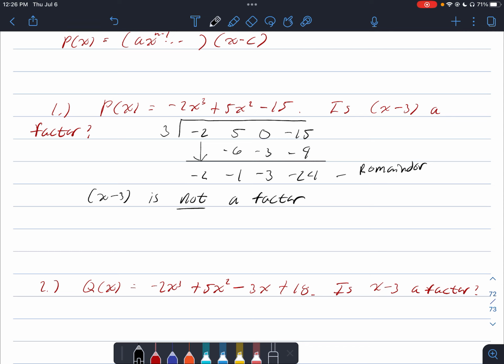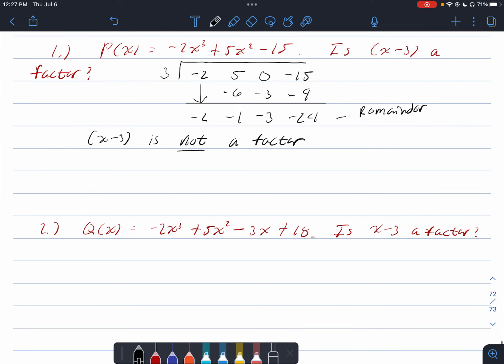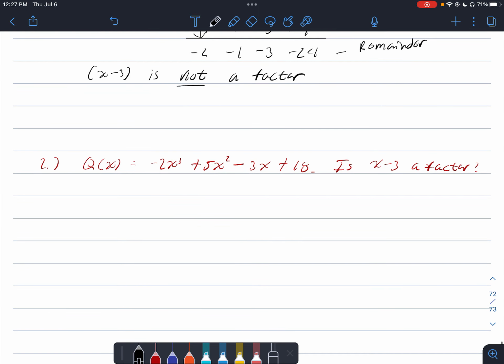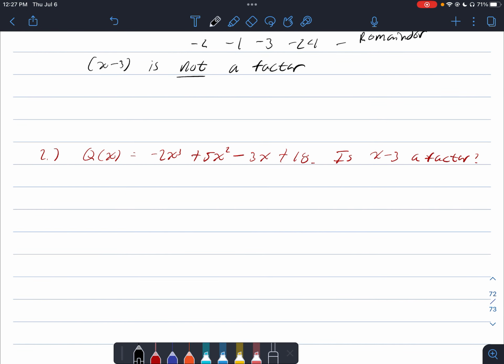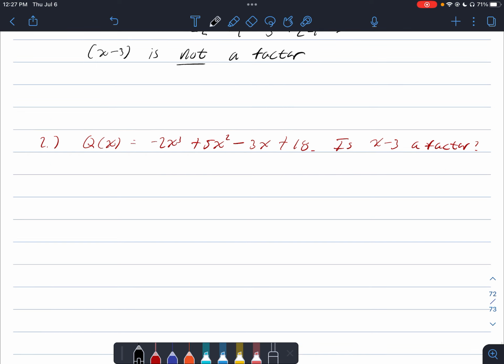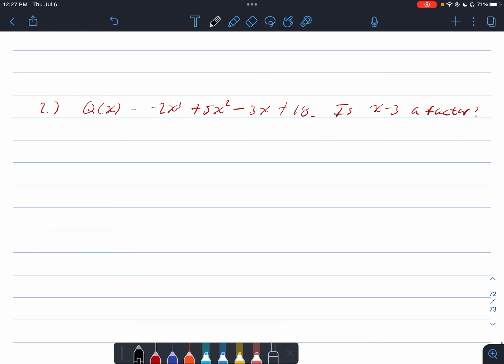So therefore, you could eliminate that one. If you were trying to factor this polynomial and write it as a product of binomials, then x minus 3 is actually not a factor here. All right, so now let's look at q of x is equal to negative 2x to the third plus 5x squared minus 3x plus 18. And now we want to see if x minus 3, again, is a factor.